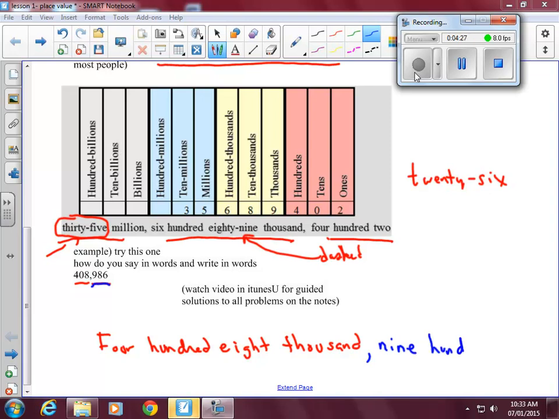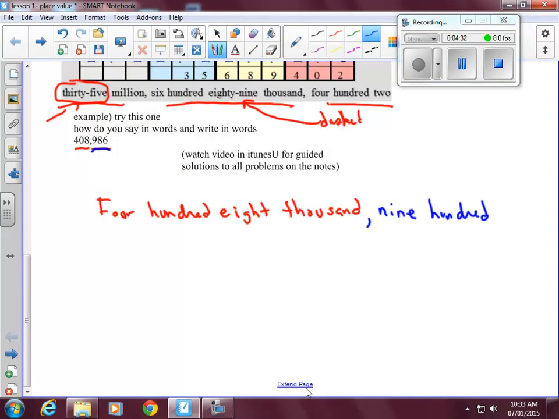900. And notice I'm not going to say "and" 86. I'm just going to say 986. And since 86 is a two-digit number that's not a multiple of 10, it's a two-digit number in between 1 and 100, I'm going to write it with the dash like we said before. 86. Okay?